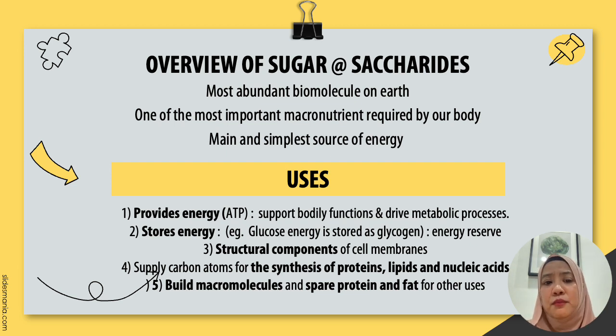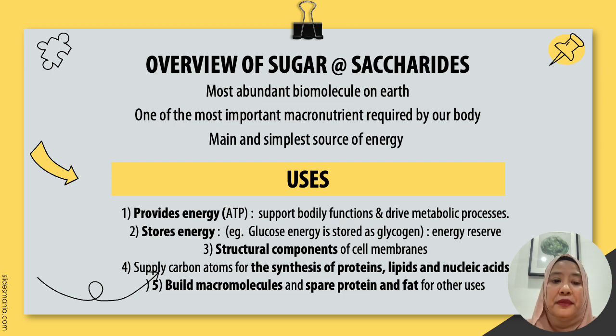So simplistically, sugar. Another word for carbohydrate is actually saccharides, and they are the most abundant biomolecule on earth. You know, one of the most important macronutrients that your body necessitates, and it is the main and simplest source of energy. It's got a number of functions. Predominantly, it provides energy in the form of ATP. So in that respect, it supports bodily functions, it drives metabolic processes, it regulates your blood glucose, it regulates your insulin. So it's a very important thing to stabilize.